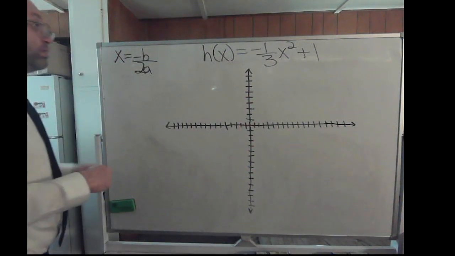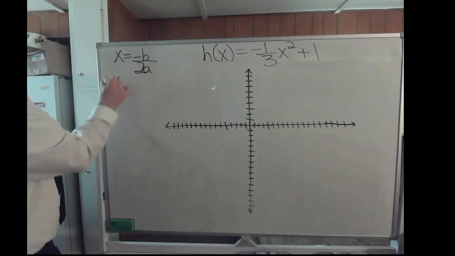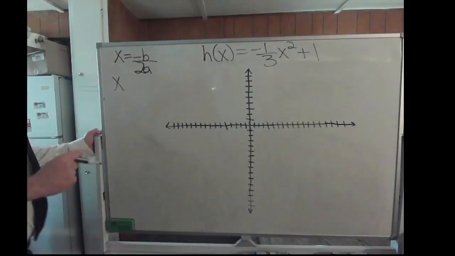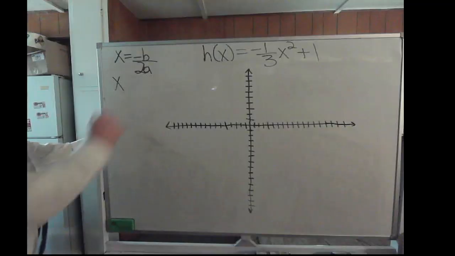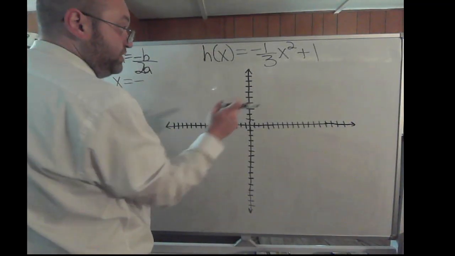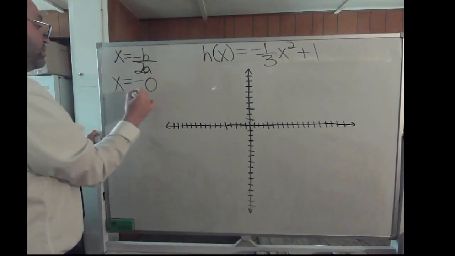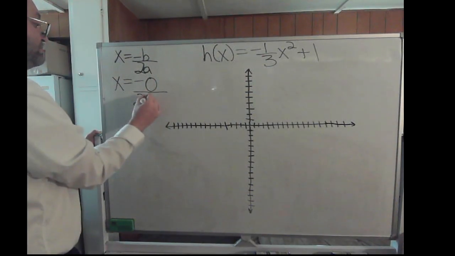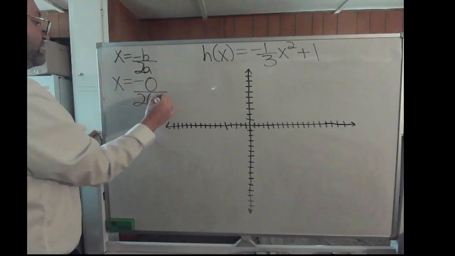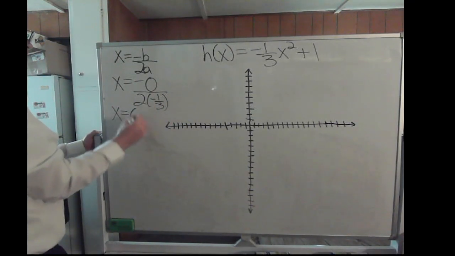Well, let's find the coordinate of the vertex. So for the x-coordinate of the vertex, x equals negative of b, well, the b coefficient is always on the x to the first term, which we have none of. So that'd be 0 all over 2 times negative 1/3. Well, we can stop right there. Your x-coordinate of the vertex is going to be 0.